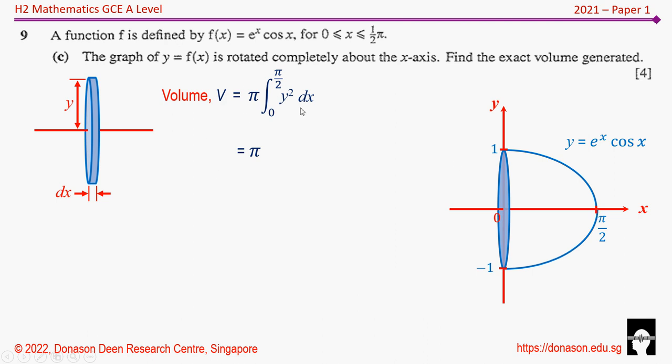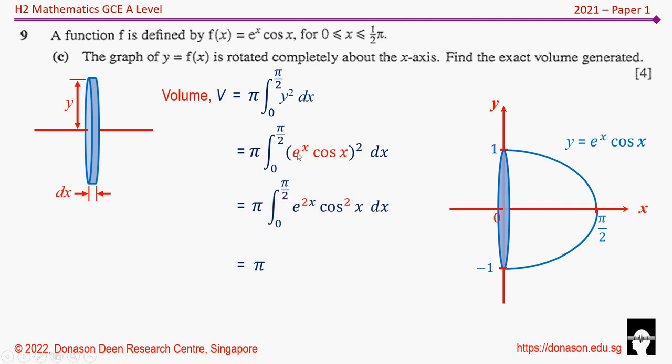So this is the integral, but we can't integrate y squared with respect to x, so of course we need to integrate a function of x in terms of x. But what is my y? y is e to the power of x cosine x, right? So we just need to square it and replace the y squared with this. I have replaced the y with e to the power of x cosine x as given by the question, squared, times dx. Now let us distribute the square sign.